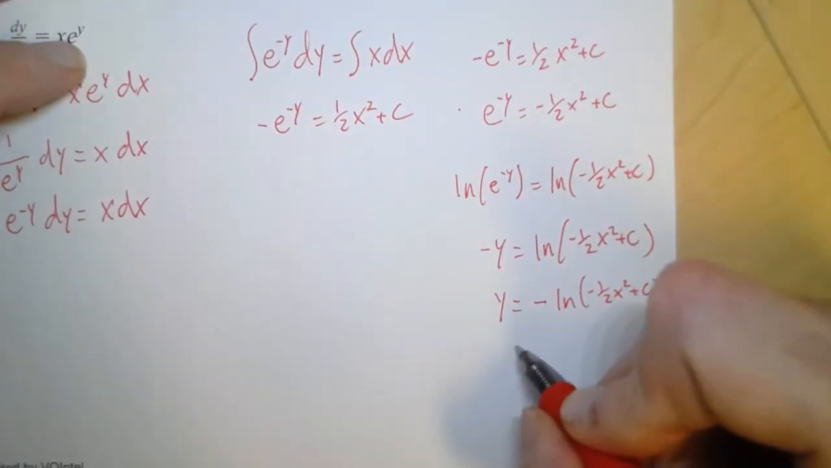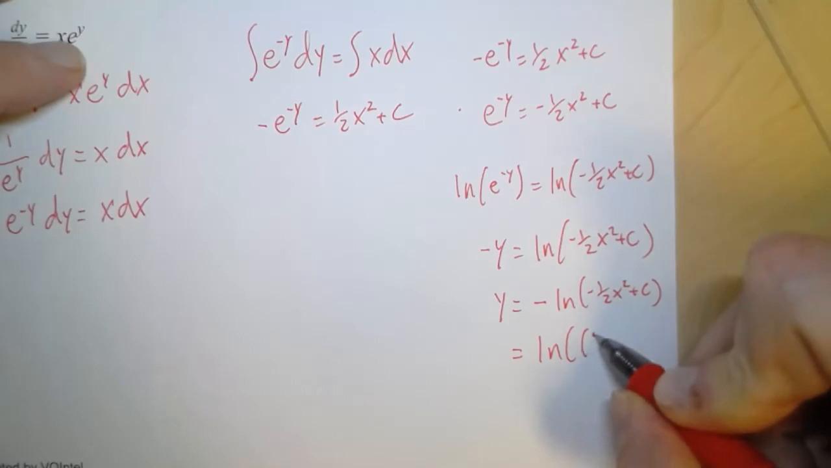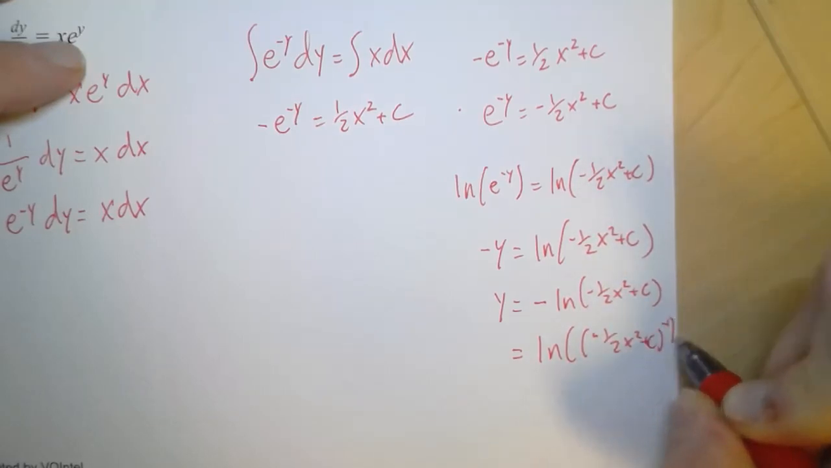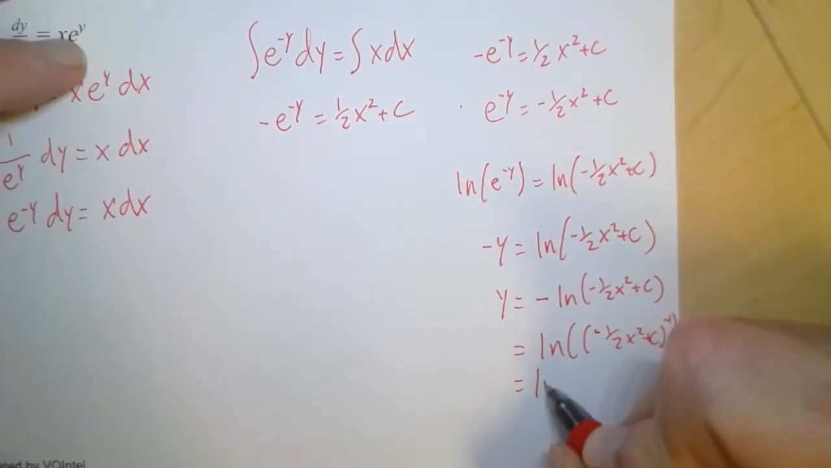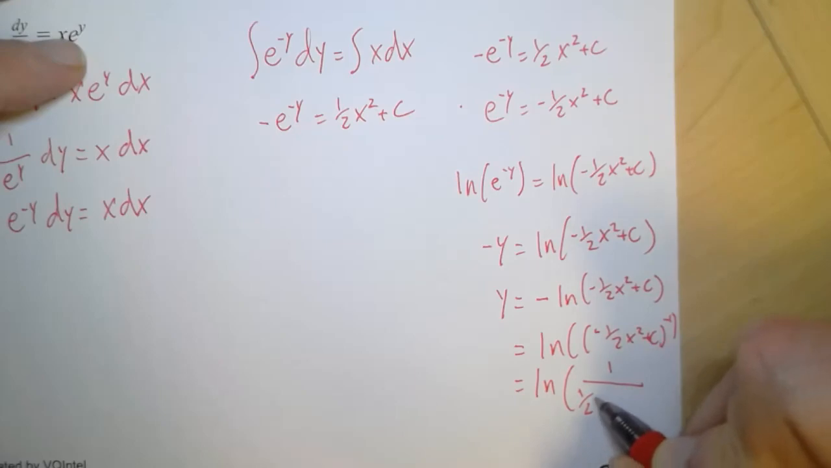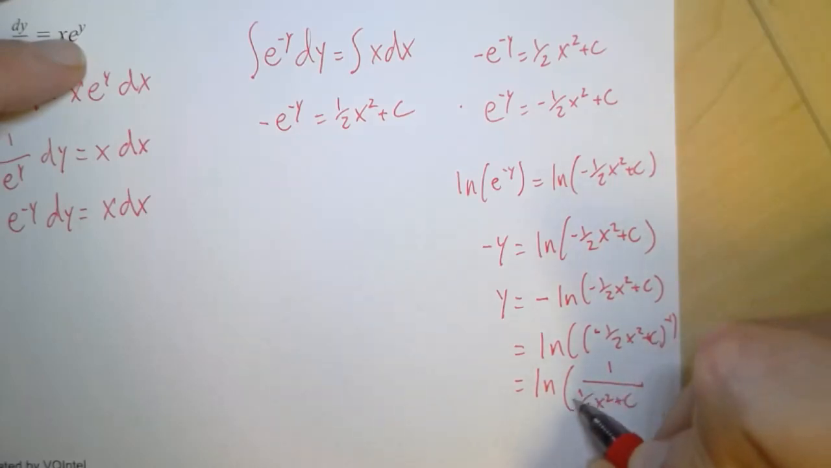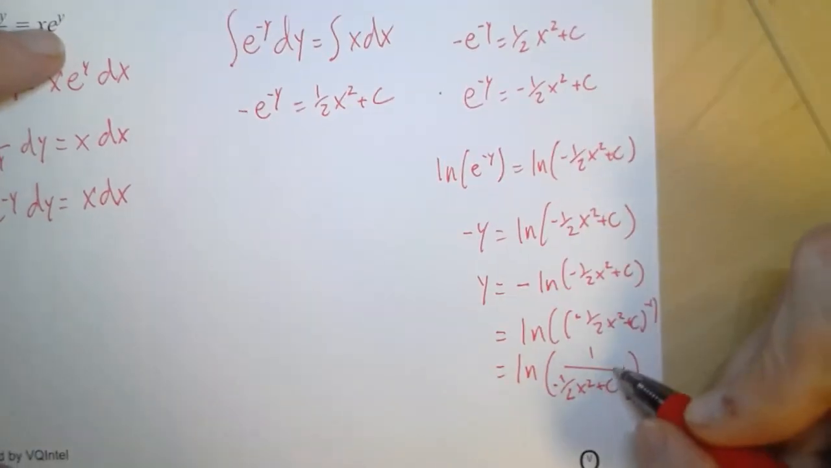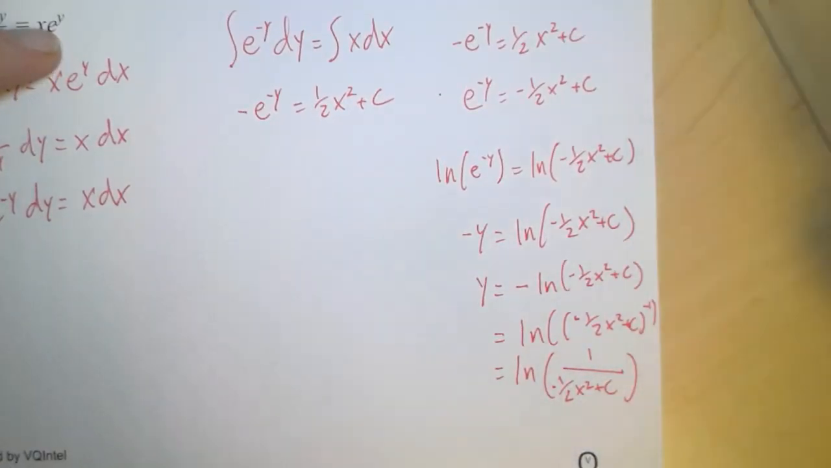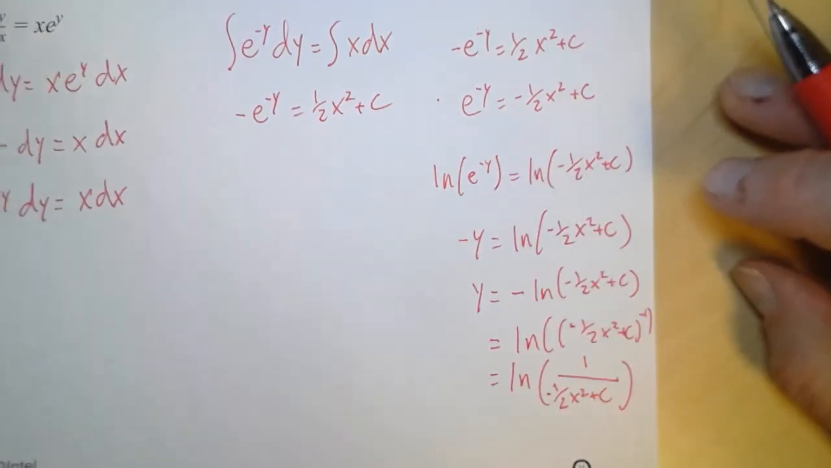Now some teachers will want you to bring that negative 1 inside. And so you'd write that as negative 1/2 x squared plus c to the negative 1. And some would even go so far as to have you write that as 1 over the quantity 1/2 x squared plus c, with a negative right there. Now, I'm fine with you leaving it like that, but your teacher may want you to do it like that. So that depends on what your teacher or your assessment is asking for.